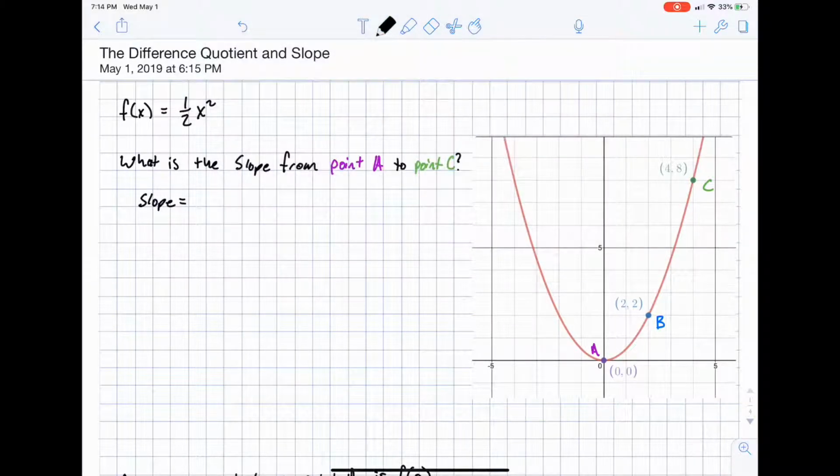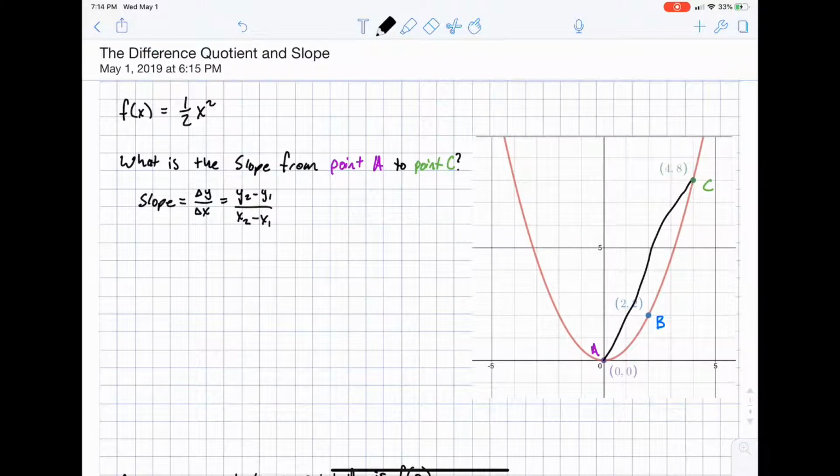Well, slope is defined a couple of ways. One of my favorite ways is it's the change in our y value divided by the change in our x value. You've probably seen it like this: y sub 2 minus y sub 1 over x sub 2 minus x sub 1, which again is just talking about how much the y is changing compared to how much the x is changing.